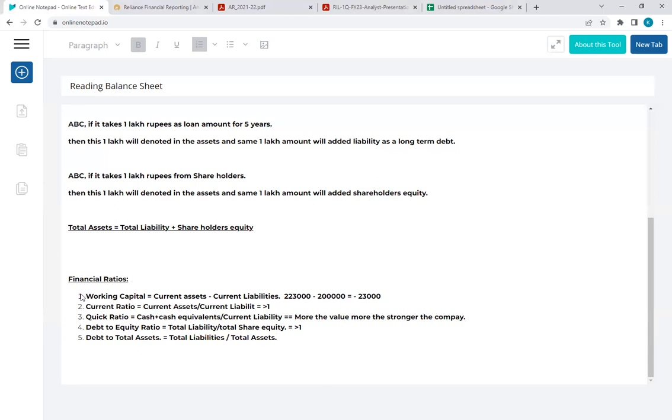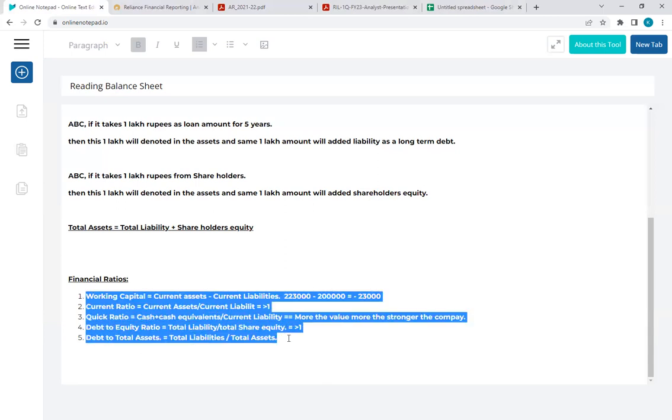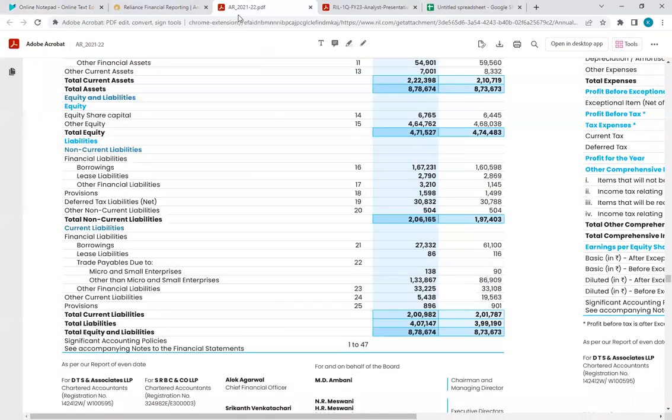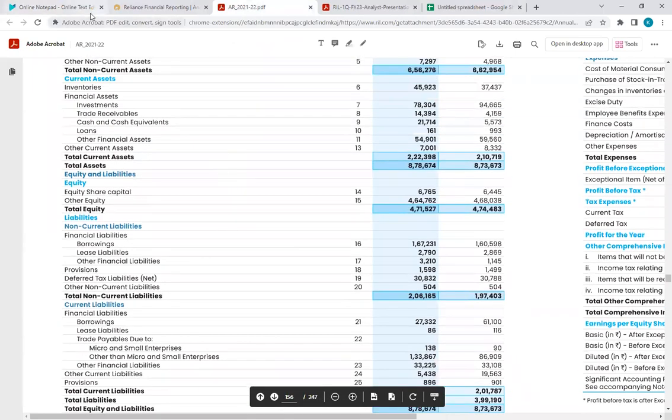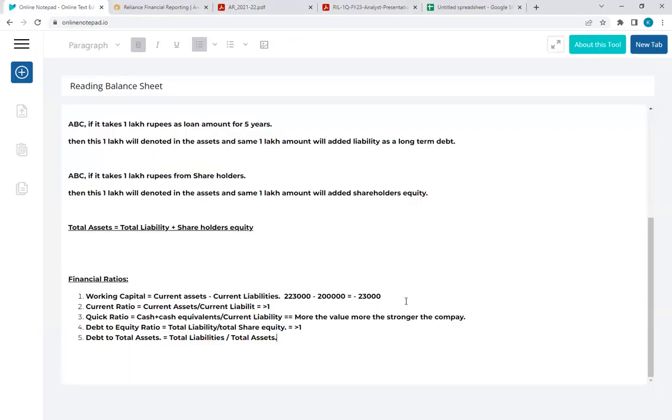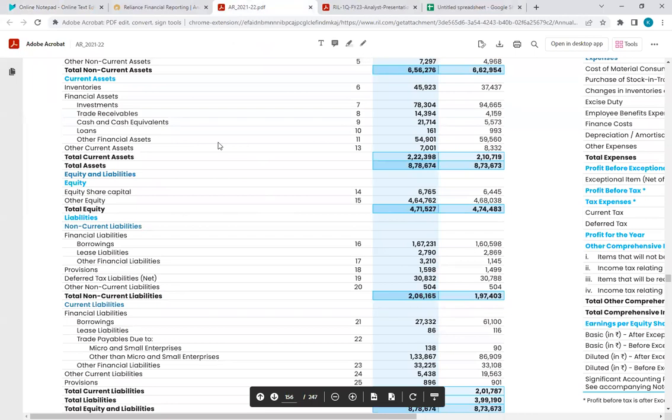Okay, so these are the five main financial ratios which we will try to calculate from the given balance sheet. After calculating these, we will get some values. Here we are seeing 23,000, and some values greater than one. By seeing the values alone, we cannot come to one conclusion, because the balance sheet information varies from company to company and sector to sector.